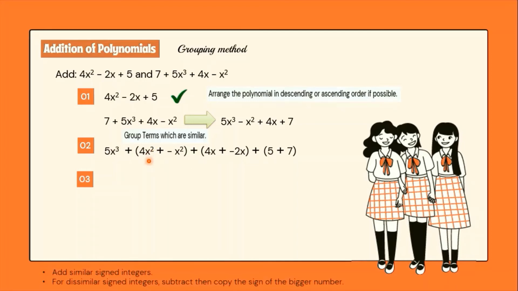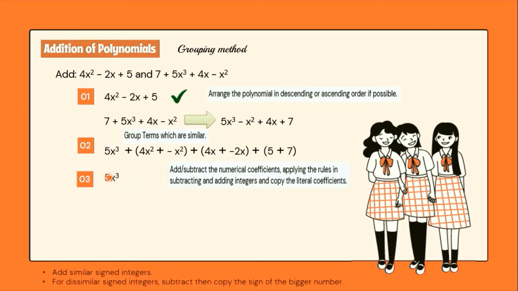I-add natin yung positive 4x squared at yung negative na x squared. Group din natin together yung dalawang terms na ang kanilang variable ay parehong x. Ang literal coefficient nila ay x. Ang exponent ay invisible 1. So, kung mapapansin natin ito, negative 2x din siya dahil yung kanyang sign before the term ay minus. Negative 2x. And then, both 5 and 7 are positive. Once we're done grouping similar terms, proceed to step 3. Kailangan na nating mag-perform ng operation. In this case, tayo ay mag-a-add ng polynomials.